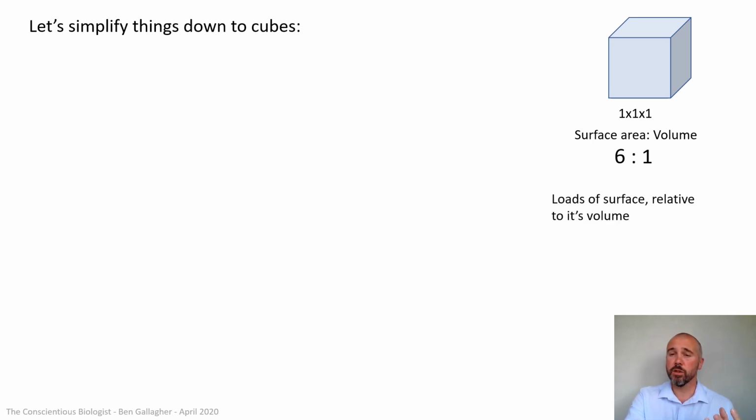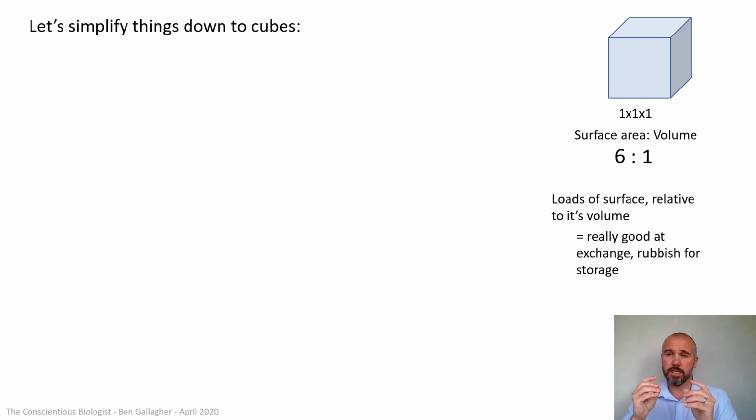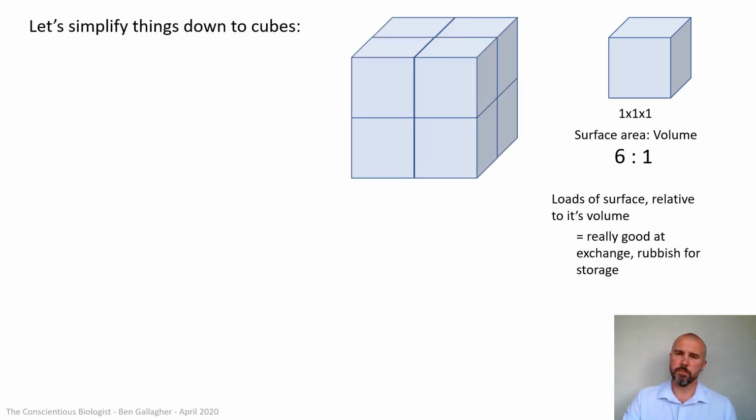Okay, that means there's lots of surface relative to its volume. 6 units of surface relative to only 1 unit of volume. That means, if you think about what was on the previous slide, it's really good at exchange because it's got lots of surface, but it's rubbish for storage because there's virtually no space inside that cube that isn't close to the surface. So let's double things up now.